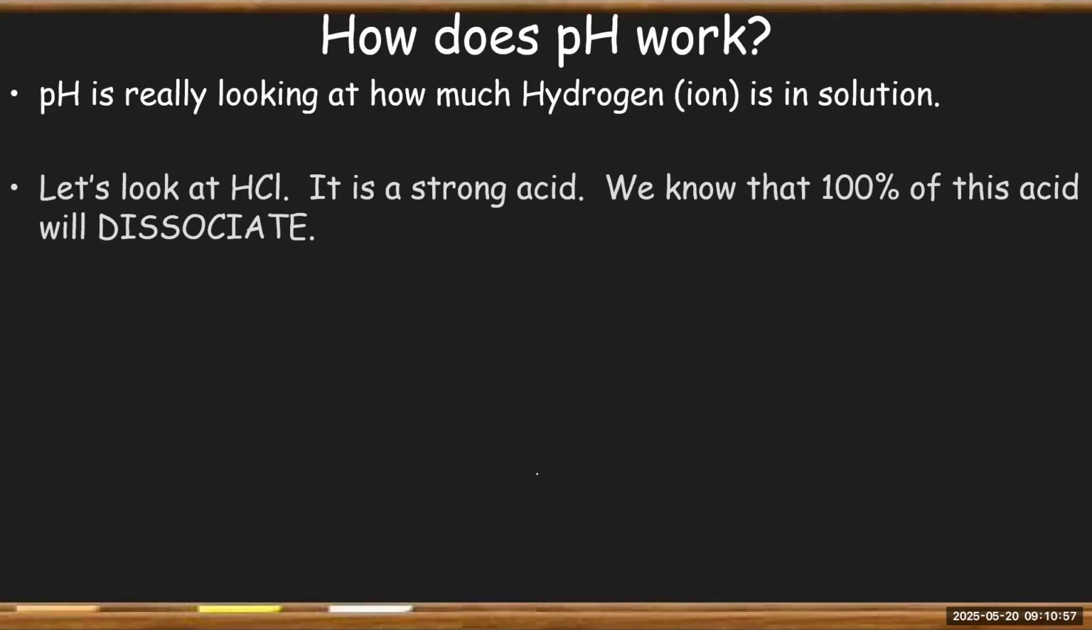Now, let's look at HCl. We know it's a strong acid. We know that a strong acid 100% will dissociate, which means all of HCl will turn into this and that, right? Again, all of this will turn into this and that. But what are we interested in? We are only interested in this. Why? Because, remember, this is a strong acid.